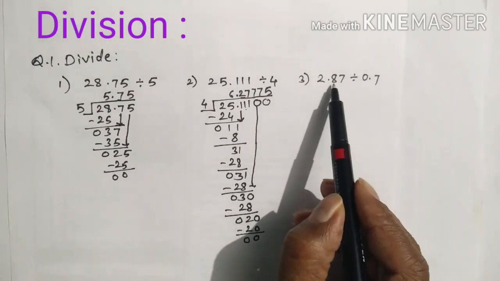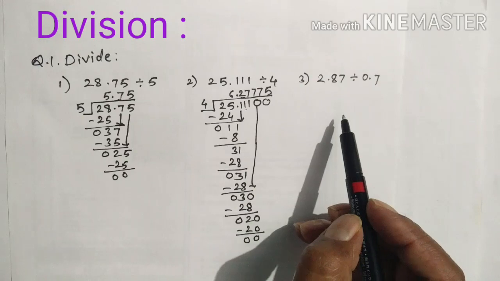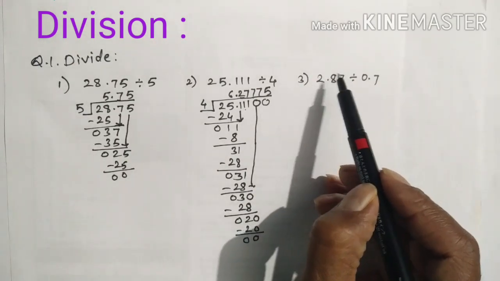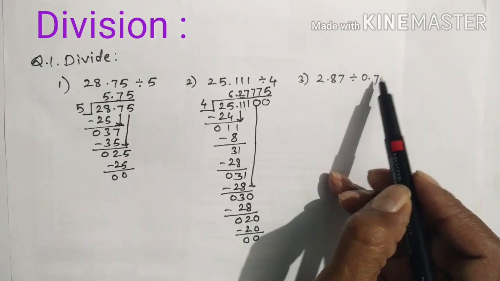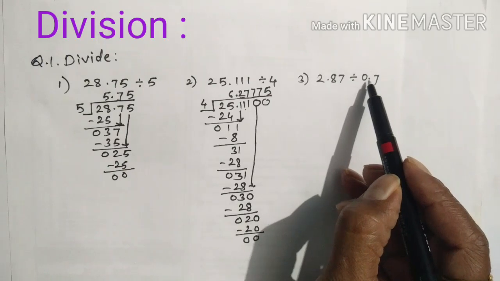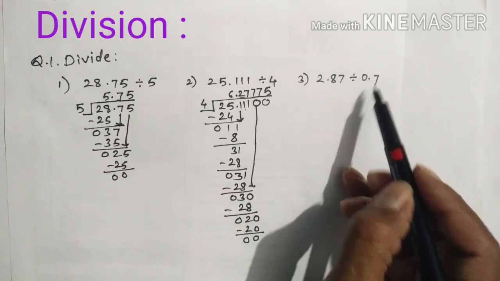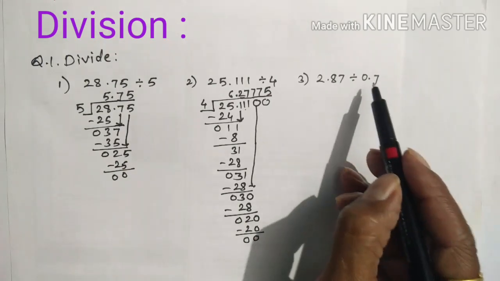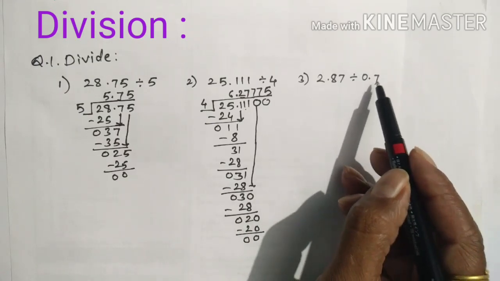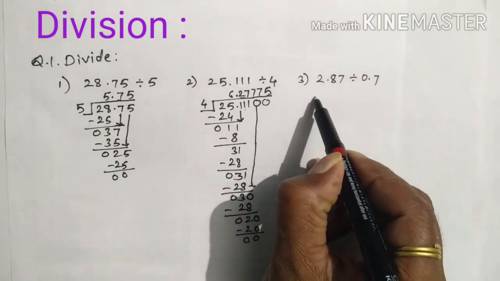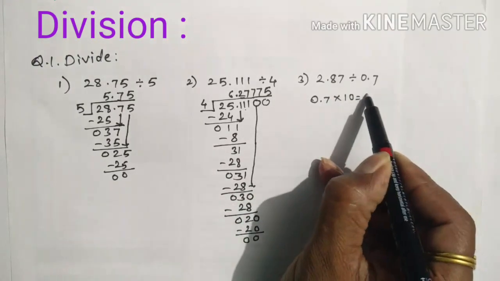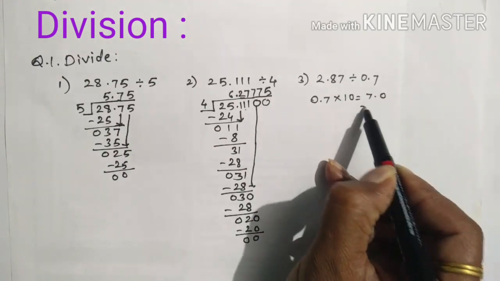Next, 2.87 divided by 0.7. Here we know very well that 2.87 is the dividend and 0.7 is the divisor. So what is the trick here? We have to convert 0.7 into a whole number, means 7. So how to convert that? 0.7 multiplied by 10 would be 7.0, means it is 7.